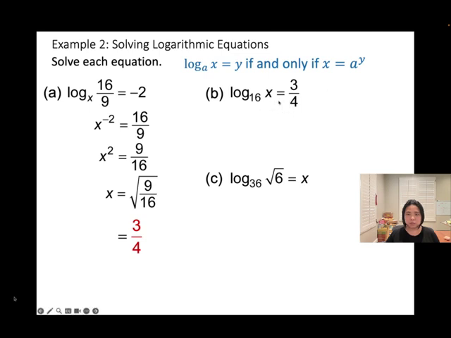Okay, this one. Write it to the exponential form. So that will be 16 to the power of 3/4 equal to x. Okay, simplify it. This is the fourth root of 16, right? So that will be equal to 2. So 2 to the power of 3, that will be equal to 8.